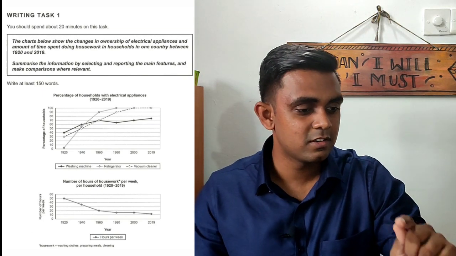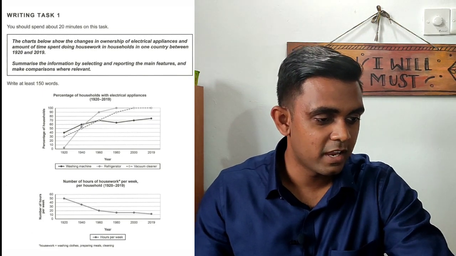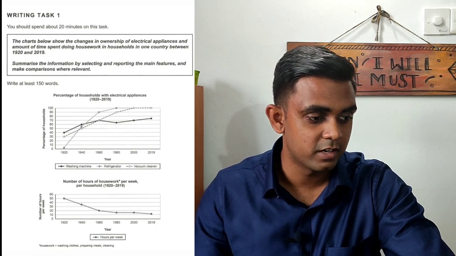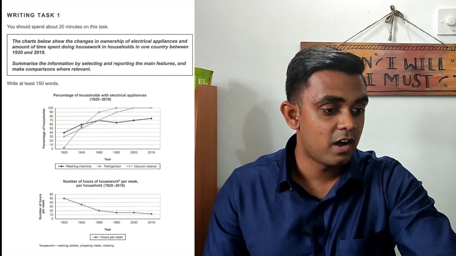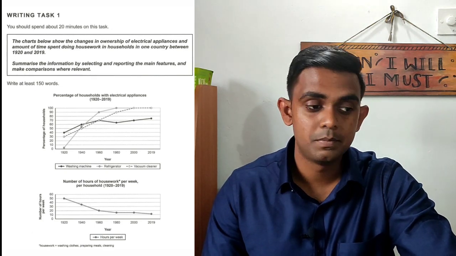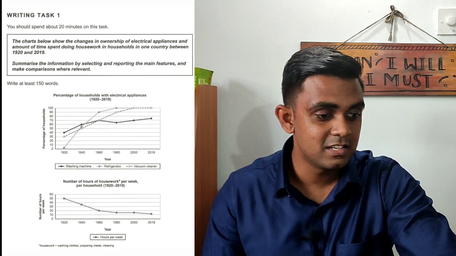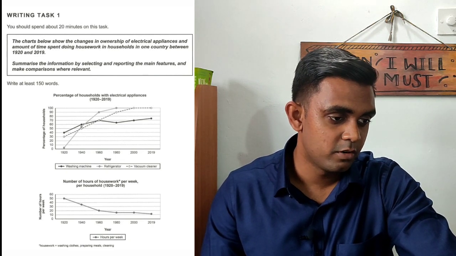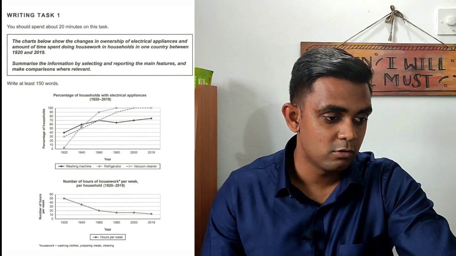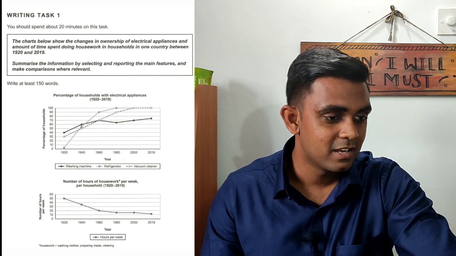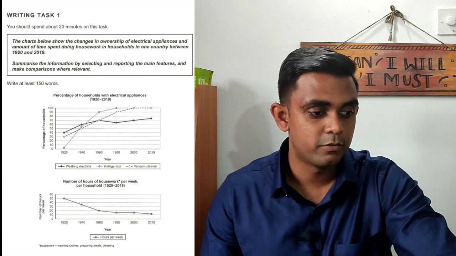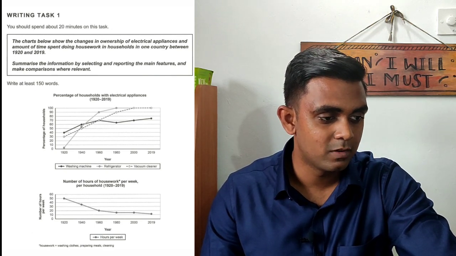Now, in the question itself, all the major headings have been included. The percentage of households with electrical appliances, the number of hours of housework per week per household from 1920 to 2019. You also have the number of hours, the percentage of households, the hours per week, and the electrical appliances, which are the washing machines, the refrigerators, and vacuum cleaners.